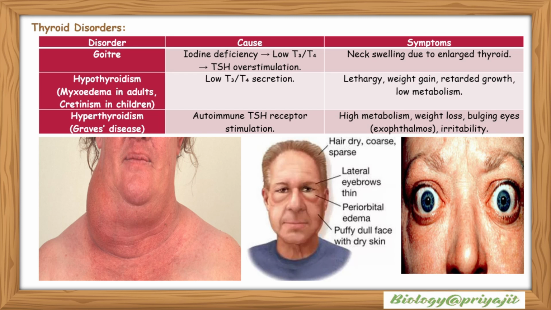Hypothyroidism: the cause of hypothyroidism is low T3 T4 secretion. The symptoms of this disease are lethargy, weight gain, retarded growth, and low metabolism. Hyperthyroidism is caused due to autoimmune TSH receptor stimulation. The symptoms of hyperthyroidism include high metabolism, weight loss, bulging eyes or exophthalmos, and irritability.